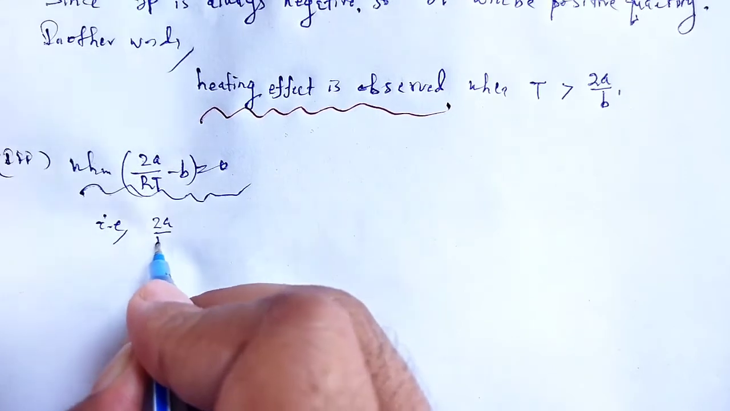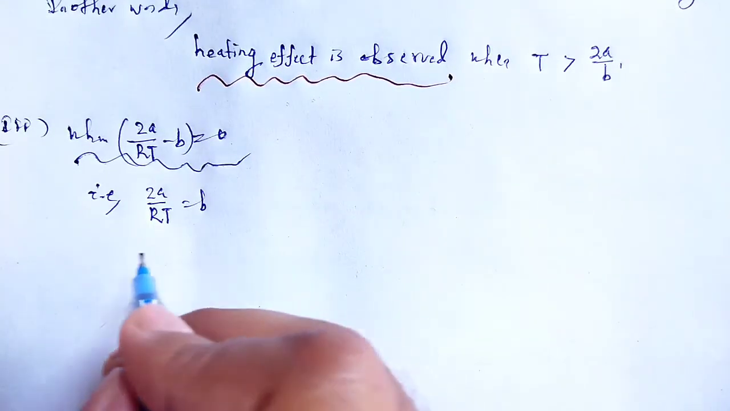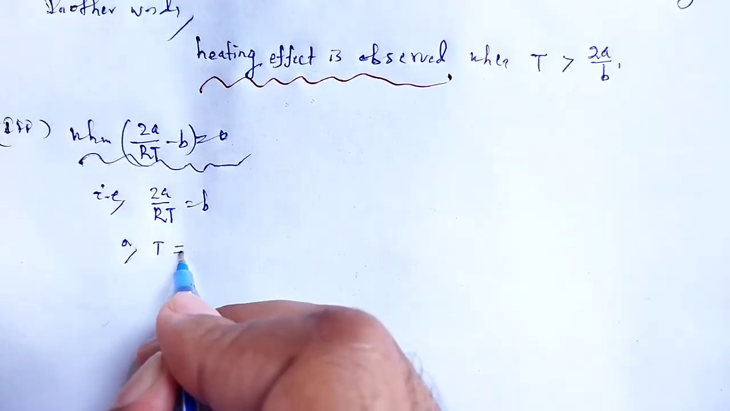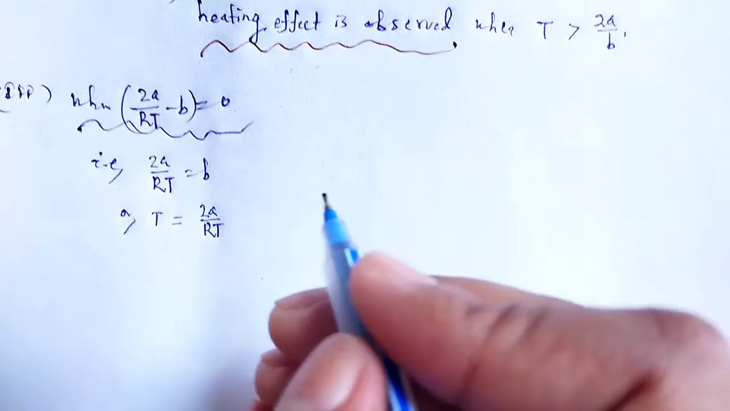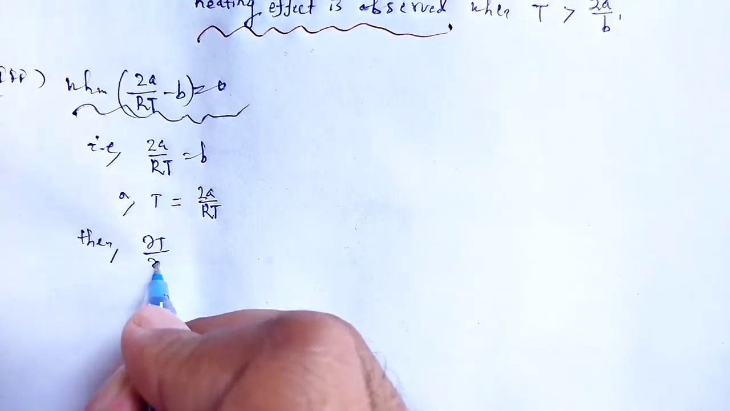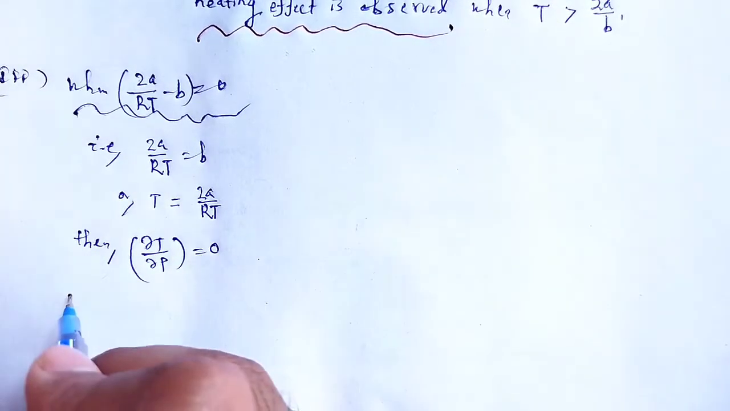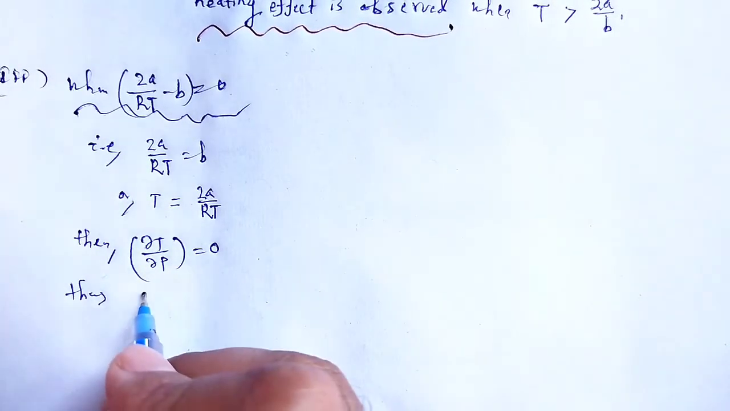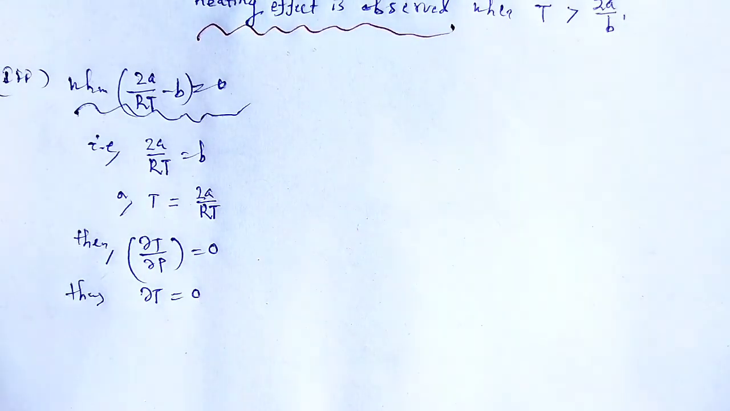That is 2A by RT is equal to B, or T is equal to 2A by RT. Then del T by del P is equal to 0. Thus, del T is equal to 0. Change in temperature is 0.